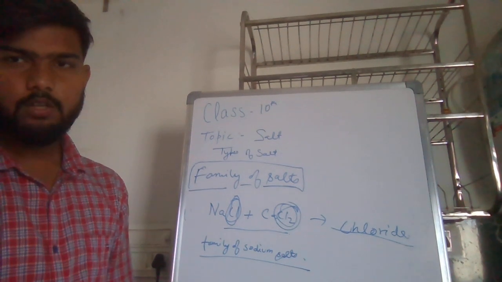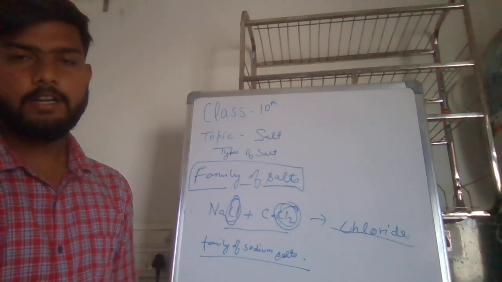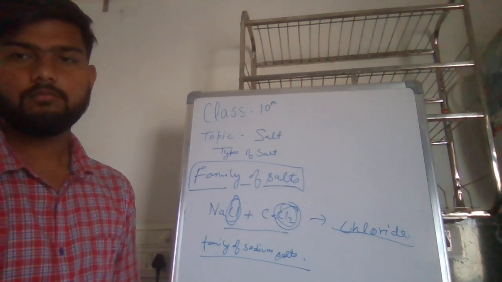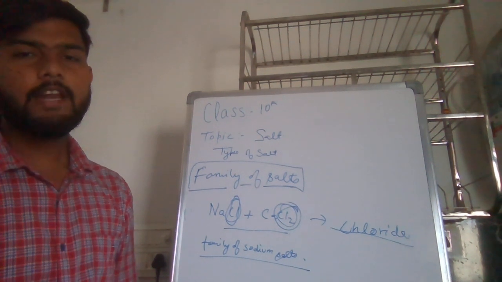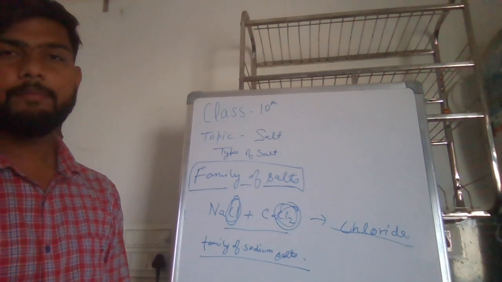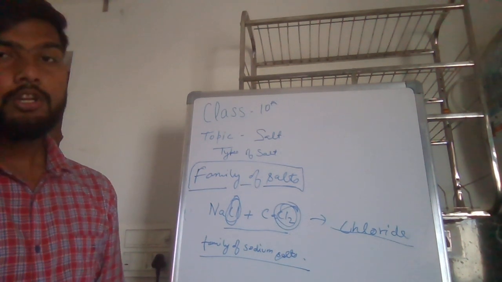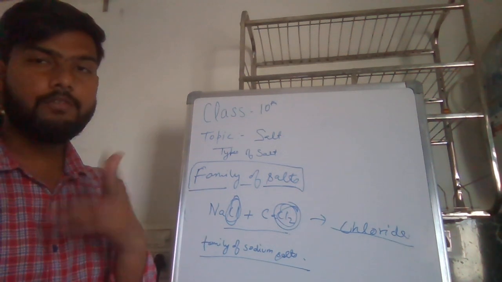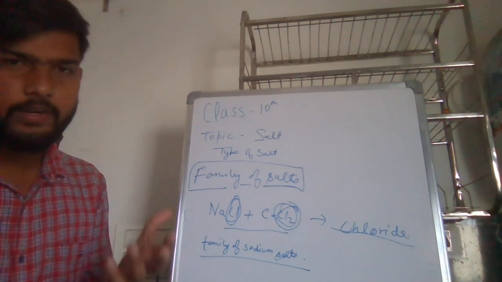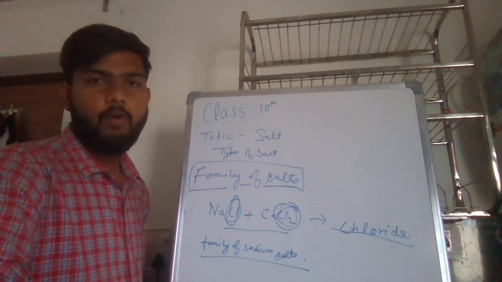So let's recapitulate today's class. Let's recall what we have discussed and what we have learned. Today we have learned about salt and the concept and types of family. Now let's summarize today's class. So you tell, what is salt?